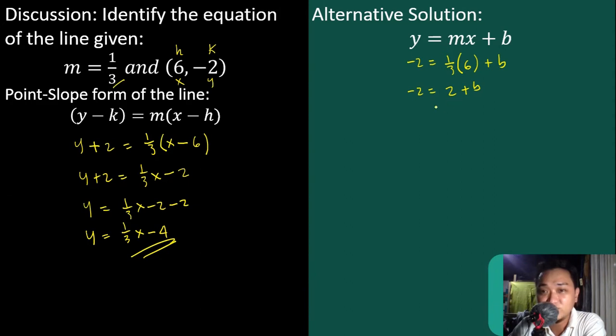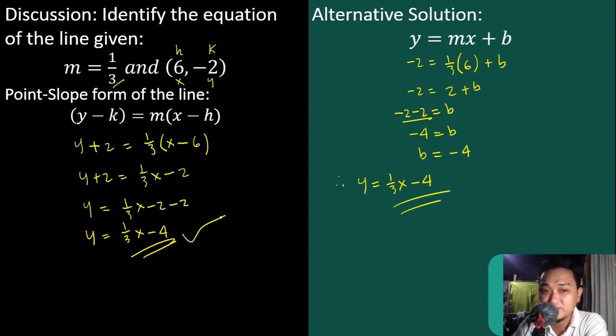Transpose positive 2 to the left side, that becomes negative 2. So negative 2 minus 2 is equivalent to b. And evaluating this, negative 2 minus 2 is negative 4. It's equivalent to b. Therefore, the value of b is negative 4. Furthermore, our equation of the line will be y is equivalent to 1/3 x minus 4. So they're just the same.